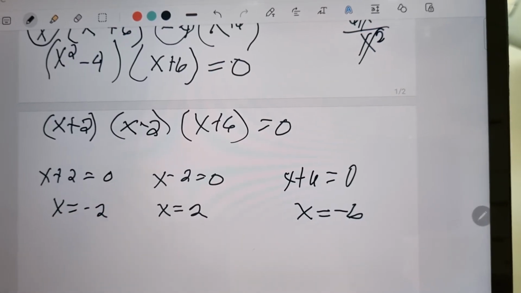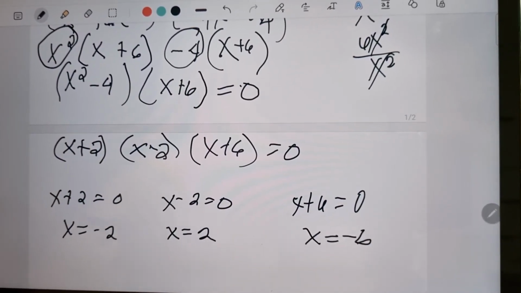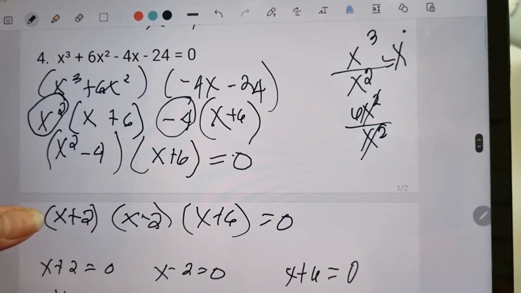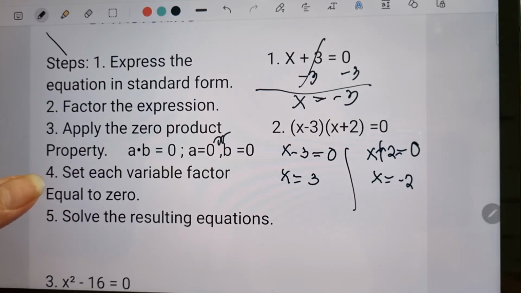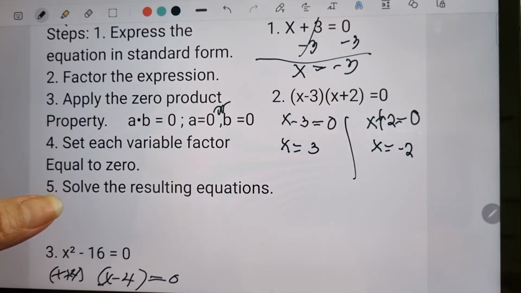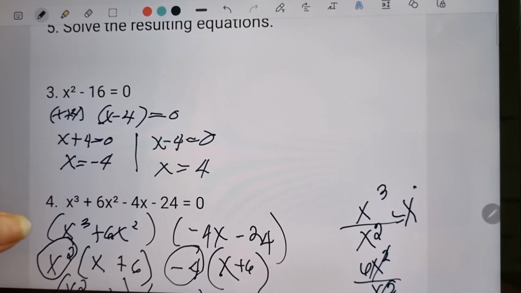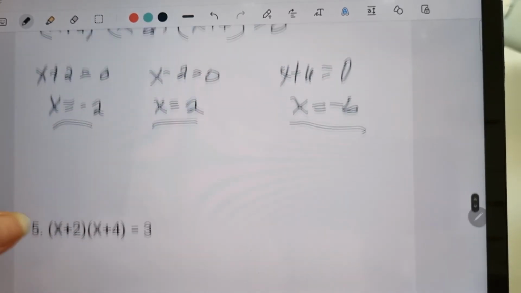So in this example, number 4, meron tayong 3 values of x. And the degree of this polynomial is 3. Okay, tingnan natin. Sa first example natin, the degree of the polynomial is 1. And we have 1 value of x. In number 2, the degree of polynomial is 2. That is quadratic. And we have 2 values of x. x is equal to 3 and x is equal to negative 2. In number 3, quadratic, the degree is 2 and we have 2 values of x. In number 4, the degree is 3 and we have 3 values of x.